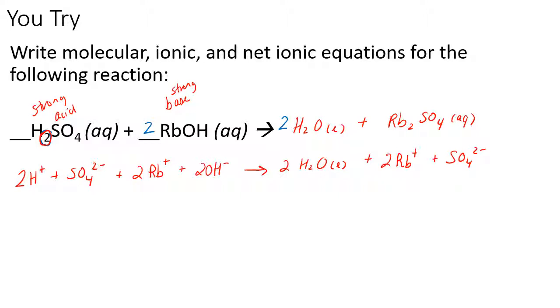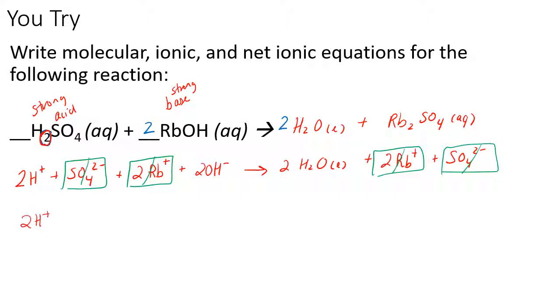Our spectator ions, in this case, are going to be our rubidium ions. Those will cancel. And our sulfate anions will cancel. What we're left with then is just what we saw in our last example, 2H+ plus 2OH-, giving us 2H2O liquid. So we had a strong acid, strong base, and our net ionic reaction was hydrogen ions combining with hydroxide ions to form water.